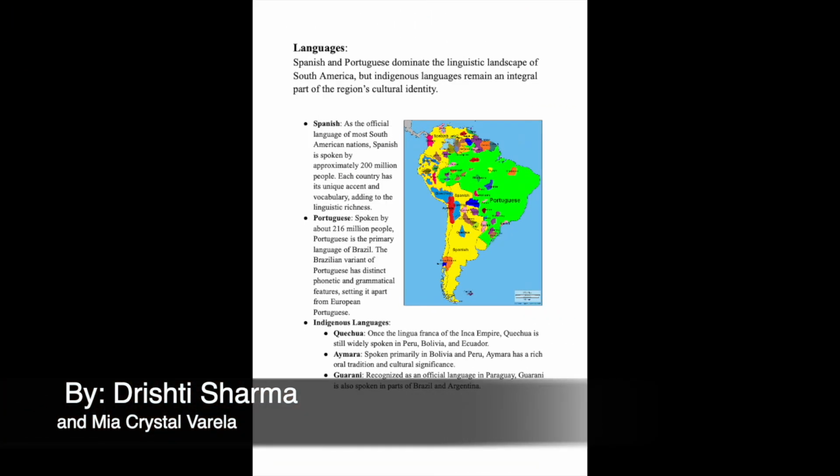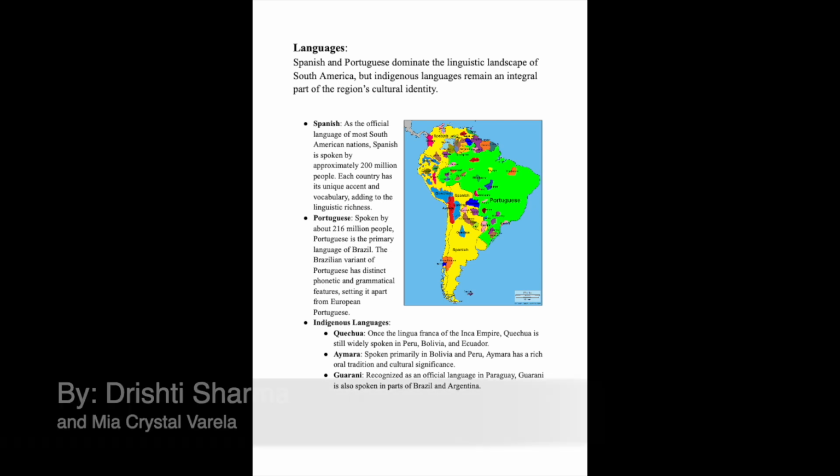Alright, I'll go over the major languages and religions. South America's cultural identity is deeply tied to its languages and religions, reflecting both its indigenous heritage and European influences.